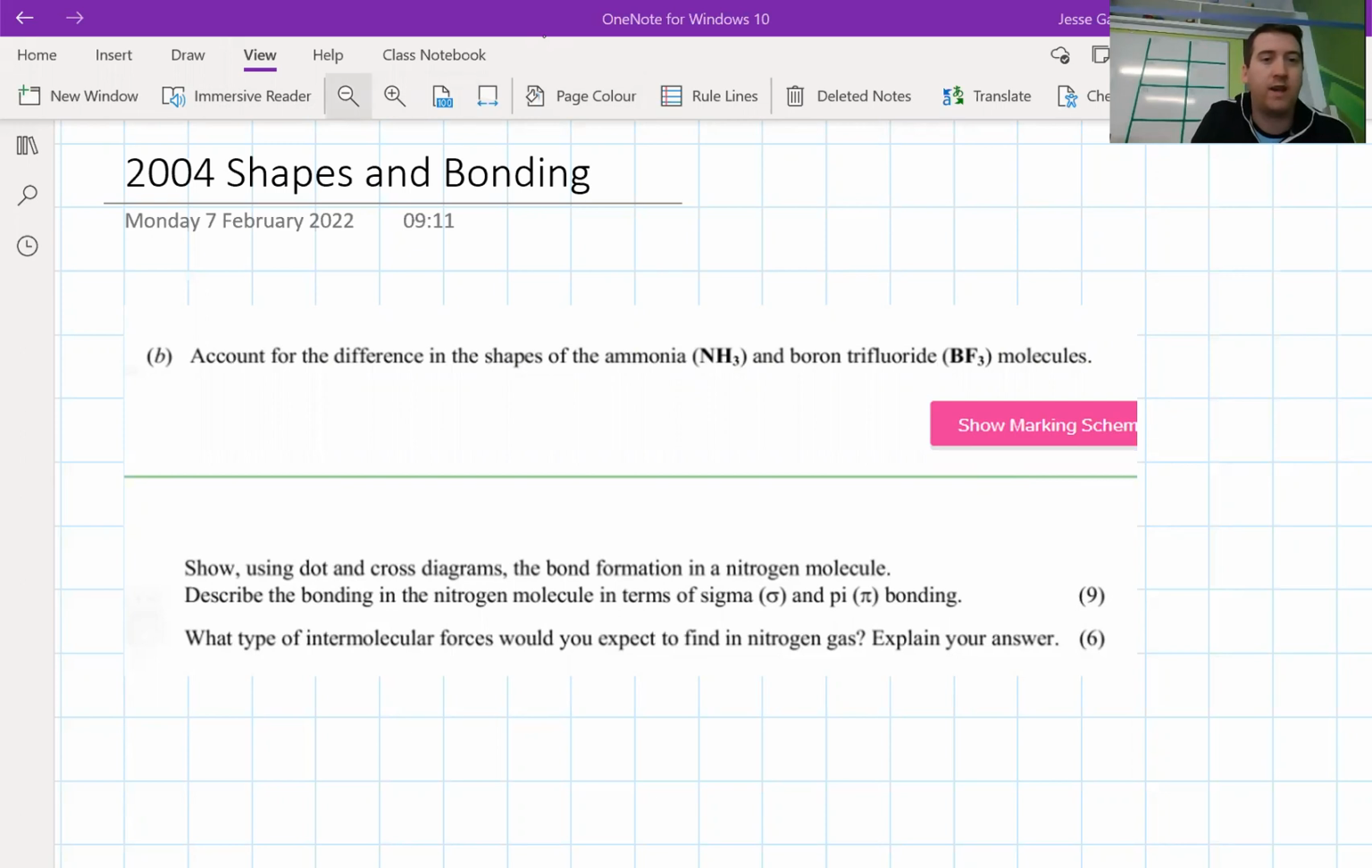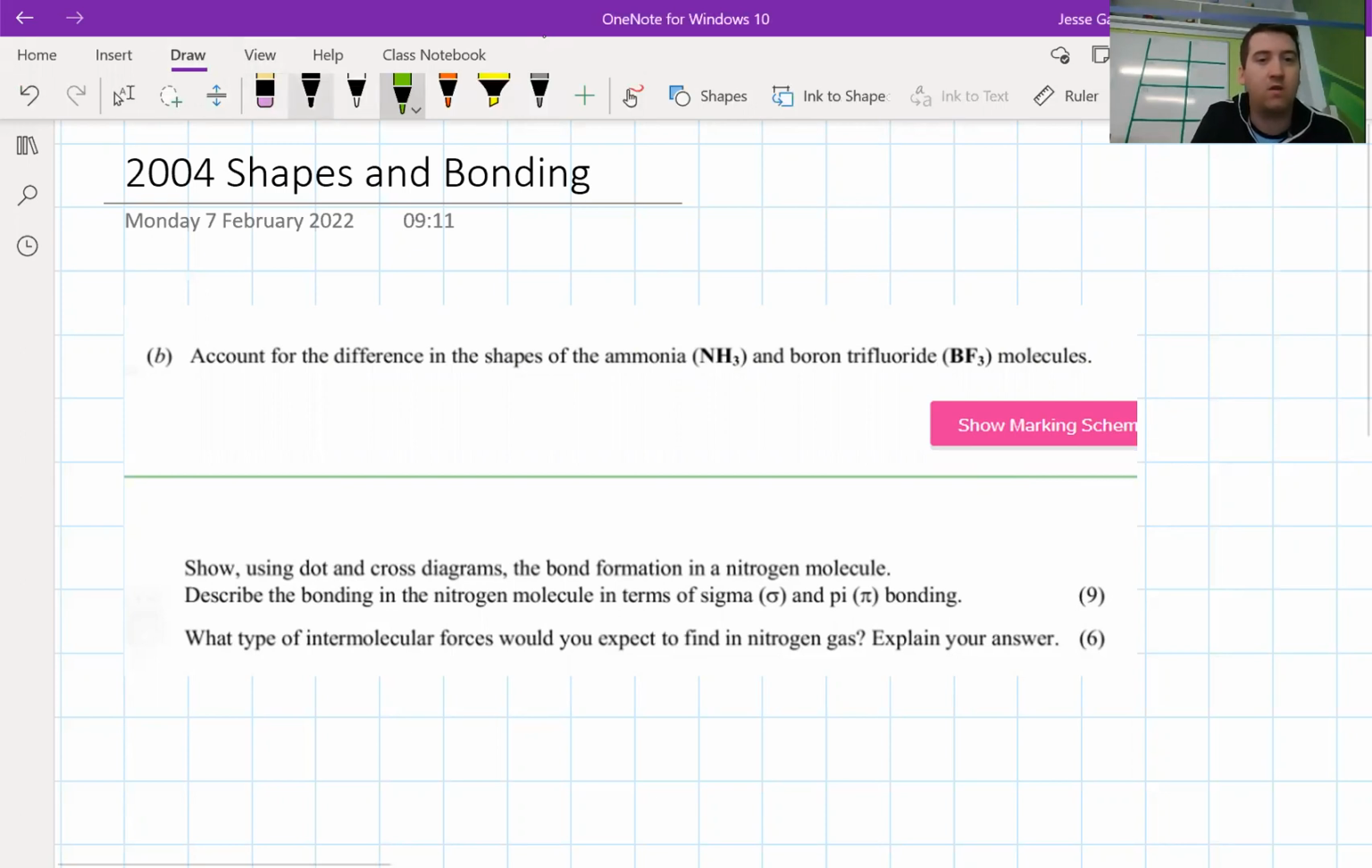In the first one, it says to account for. So there's an action word. It says to account for. This means to give reasons. Give reasons for the difference in shape of the ammonia molecule, NH3, and the boron trifluoride molecule, BF3.